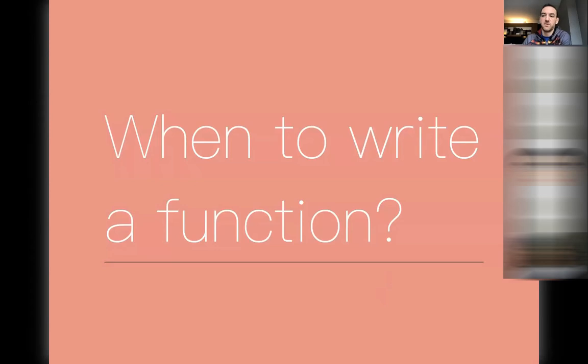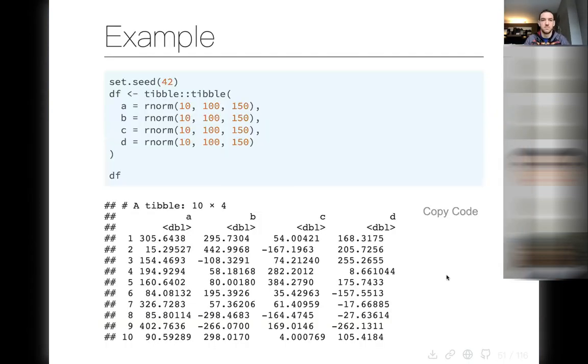When to write a function? This is a very common question. It's like, okay, well, I can write a function, but how do I know when I should be writing a function versus when I should just continue on the way I've always been doing things? Well, a fairly good rule of thumb is that if you're copying and pasting more than 2 and definitely more than 3 times, so if you're copying and pasting 3, 4, 5, 6 times, then you should be writing a function.